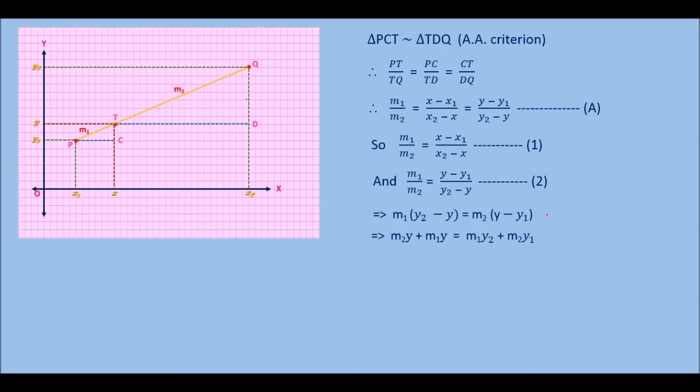Okay. So after this we can write this, on opening the brackets. Let us start from this position. This is equal to m1y2 minus m1y is equal to m2y minus m2y1.